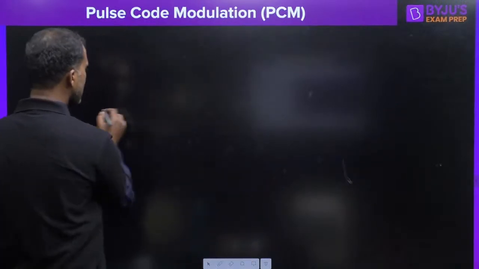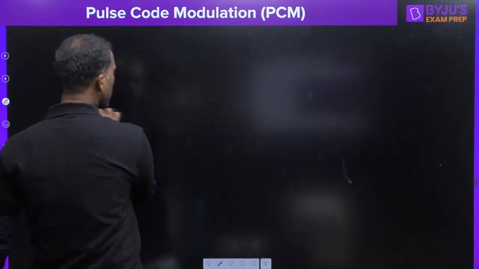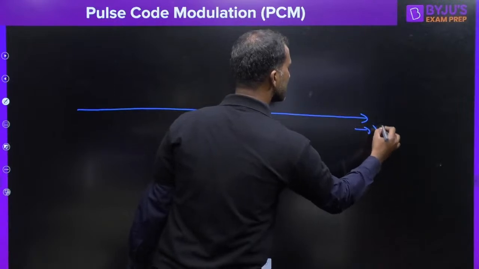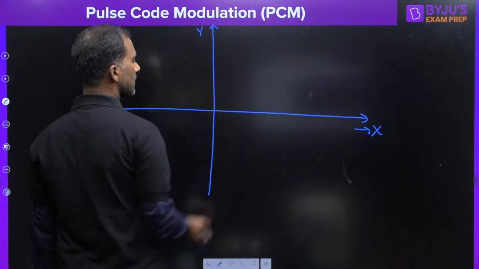Okay. So the same characteristics, let me plot it as a diagram. The same characteristics, I'll plot it as input X, input to the quantizer, versus output of the quantizer characteristics.